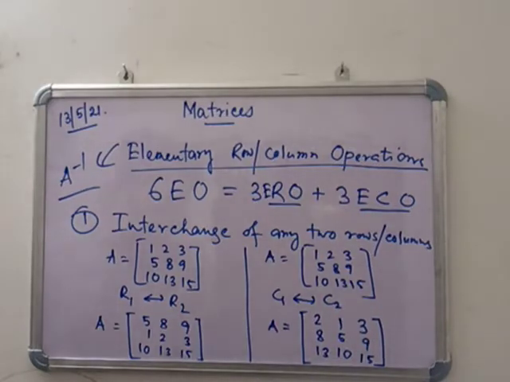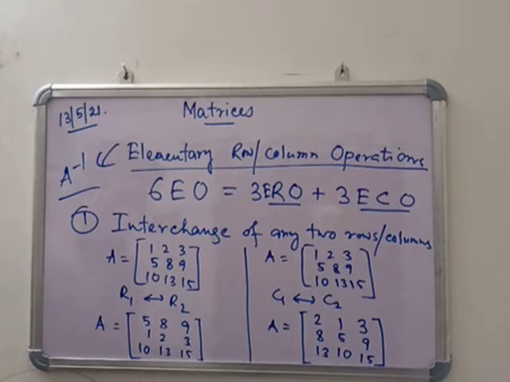Now we know that for determinants, if we interchange, the sign will be changed, the minus sign will multiply. But for row operations, no minus will multiply here.